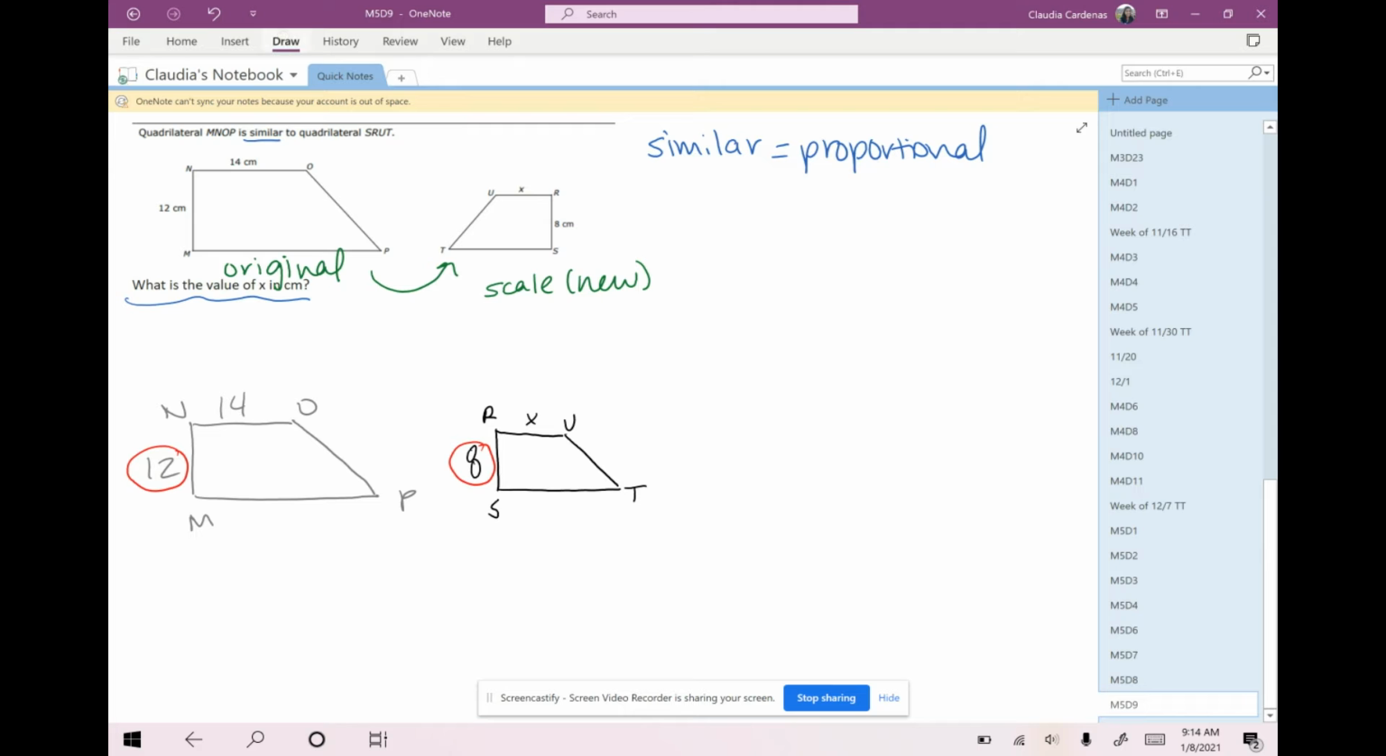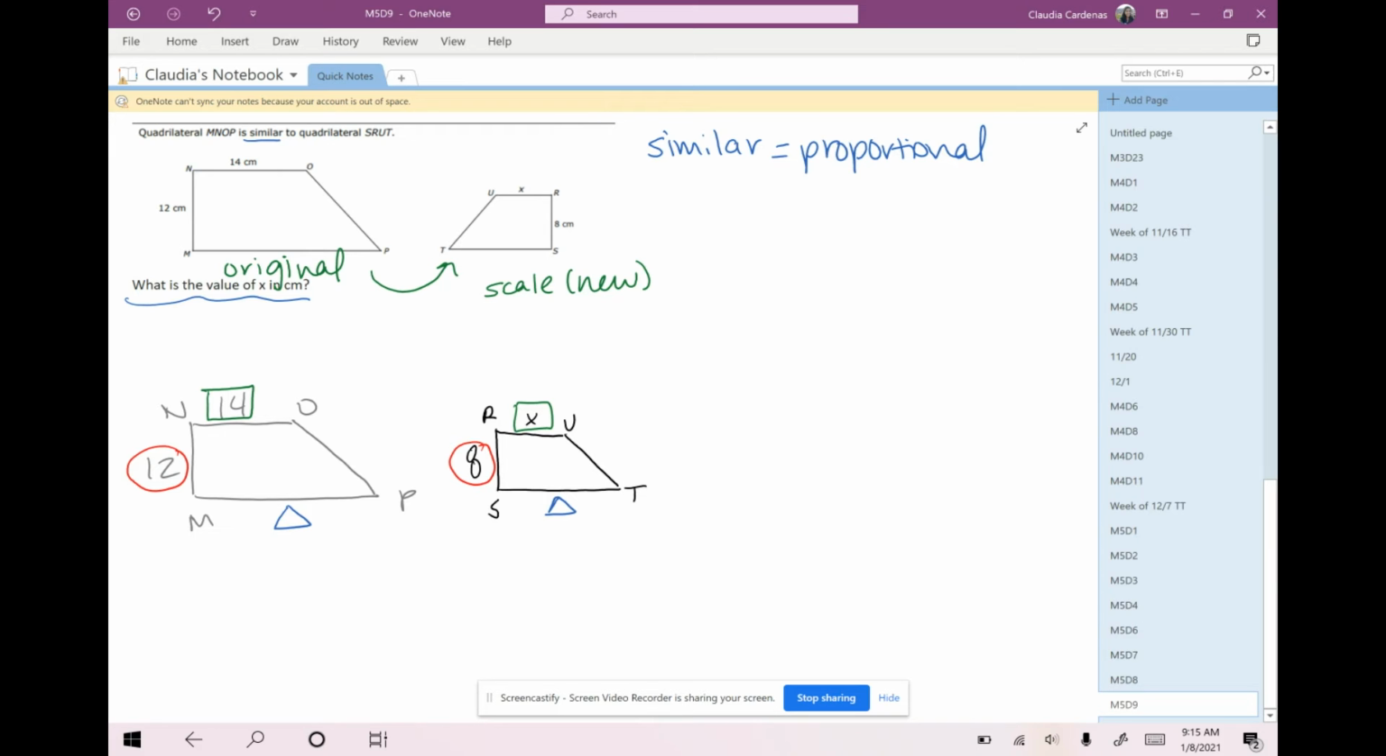I now also see that MP matches with ST. So I'm going to put a little blue triangle here to show that those two correspond or match. And then I also see that NO matches with RU. So I'm going to put a green square. Okay, so I have now put 3 different symbols to show the different corresponding sides that we have in our shape.